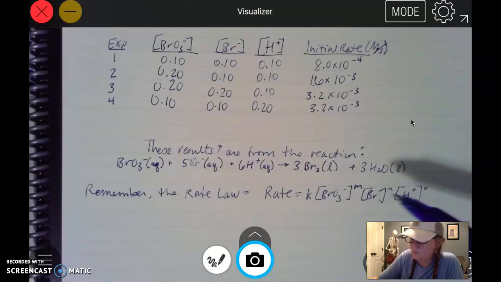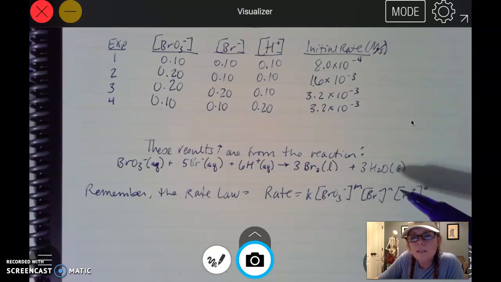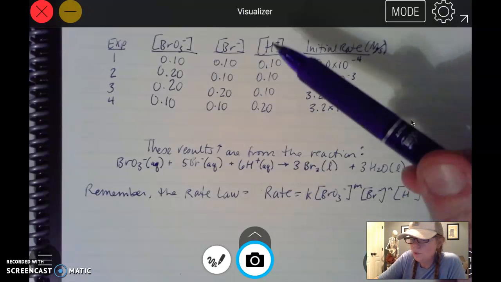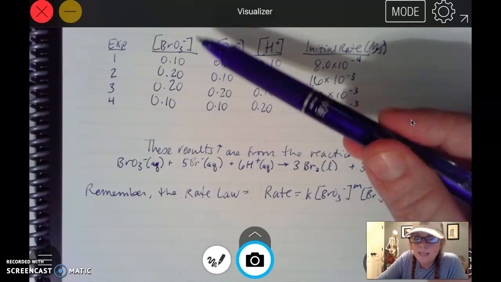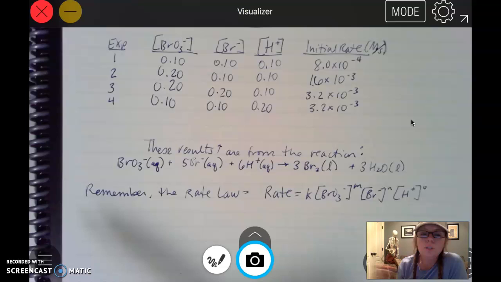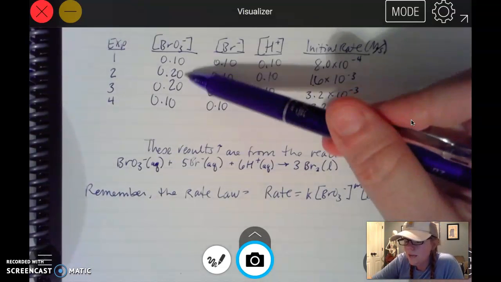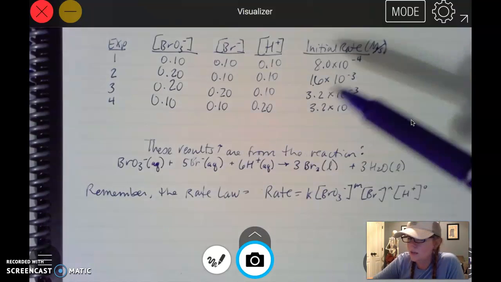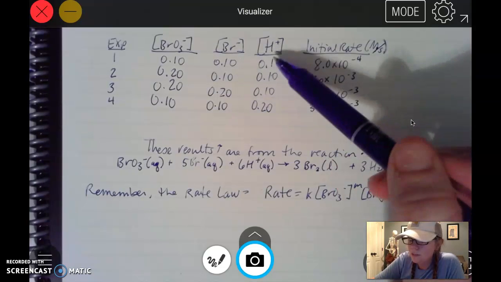Okay, so if we want to figure out the order with respect to any one of these, we need to hold the other ones constant. So for example, if we're looking at figuring out the order of the reaction with respect to bromate, we need to choose a couple of experiments where we can compare two different concentrations of bromate and look at what happens to the rate where we're holding the other ones constant.